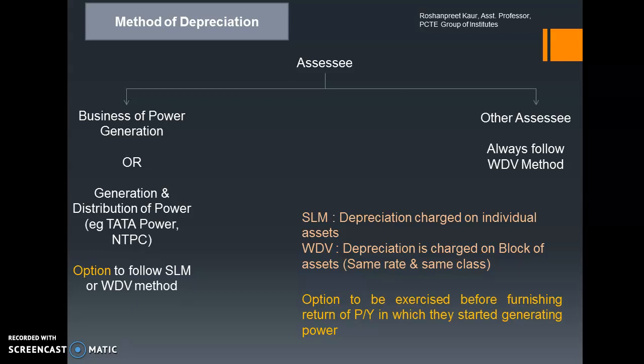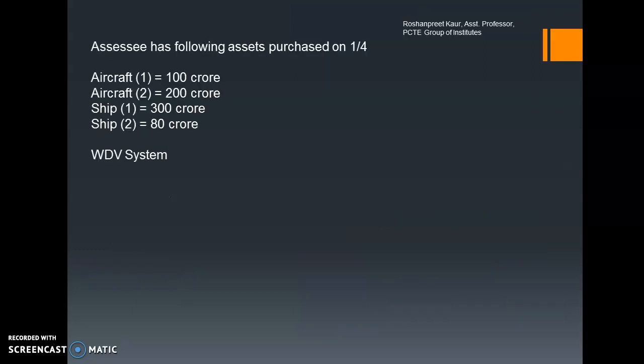Those assets which have the same rate and which are of the same class are put together, and that togetherness is known as a block of assets. For example, the company has purchased assets on 1st April. It has purchased two aircraft, one costing 100 crores, the second costing 200 crores, and two ships, one costing 300 and another costing 80 crores.